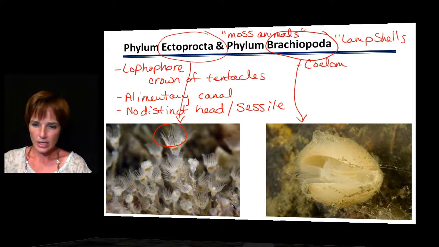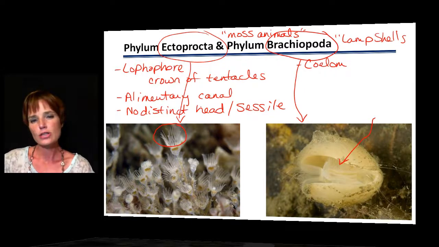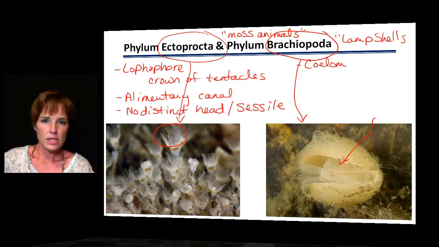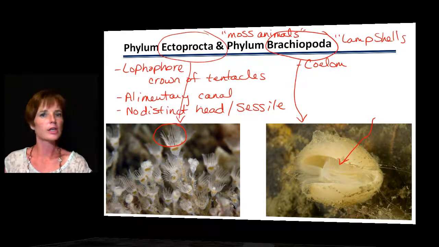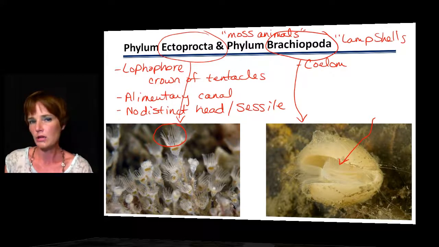We can see right here the crown of tentacles, which is the lophophore, and these are going to attach to the seafloor with some type of stalk. So with both of these, they are sessile organisms. They are going to attach to a substrate in some way, and we don't have a distinctive head on them like we typically think of when we think of animals.